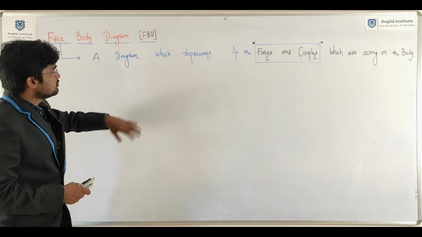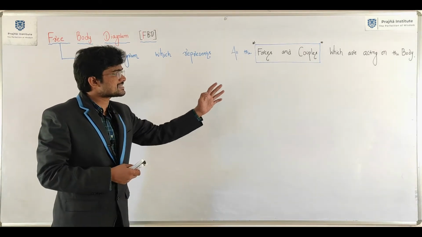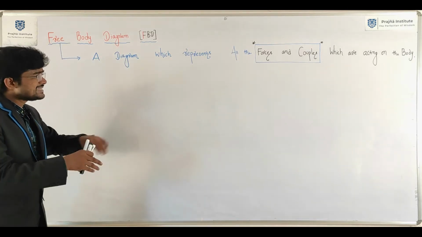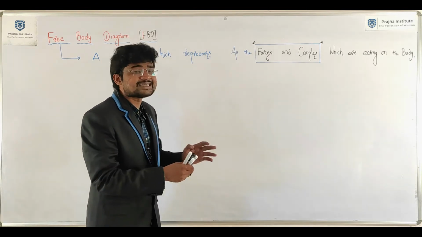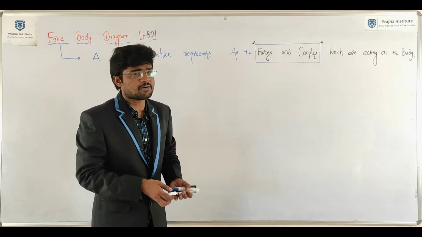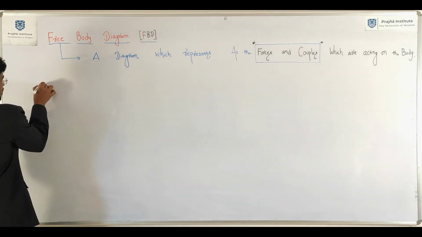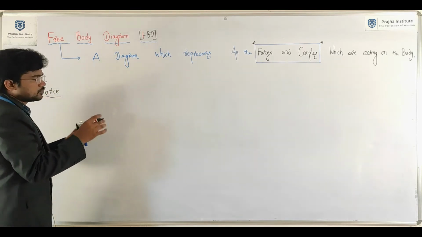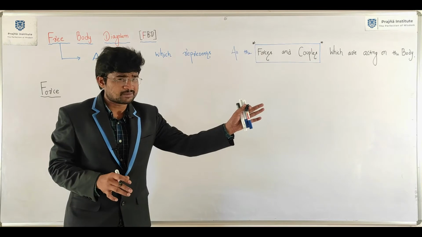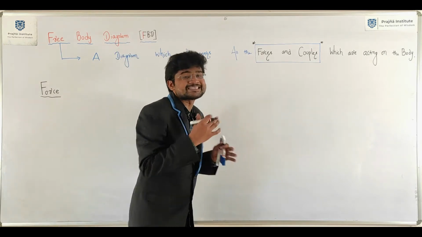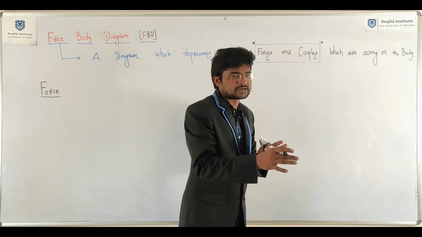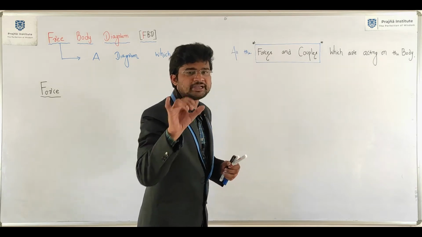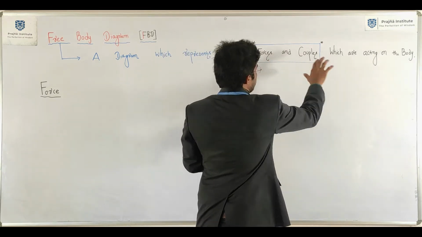A diagram which represents all the forces and couples which are acting on the body. It is the diagram actually, representing all the forces and couples acting on the body. First you should have full command on force. You need to draw one diagram for that particular body, so we need to represent all forces and couples acting on that body. In the sense, you should know complete information regarding forces and couples.